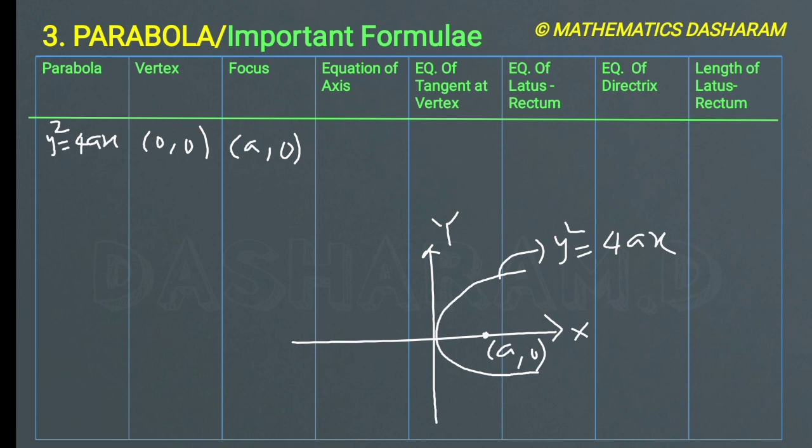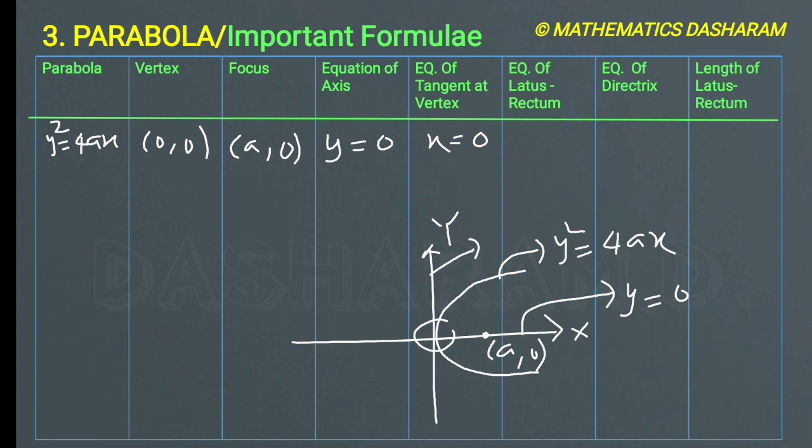Next, equation of axis. Equation of axis means what is the equation of the x-axis? That is y equals to 0. So y equals to 0 is the equation of the axis. Next, equation of tangent at vertex. Tangent at vertex means, where is the vertex? Origin is the vertex and the y-axis is called the tangent at the vertex. So the equation of the y-axis is x equals to 0.